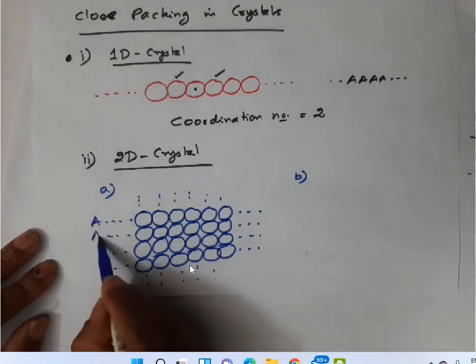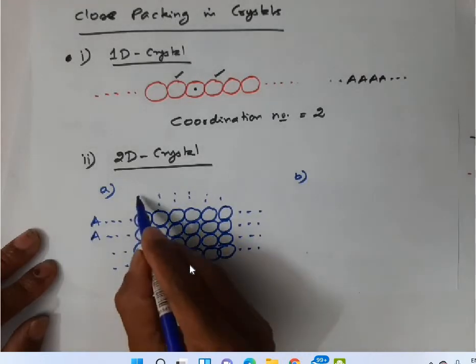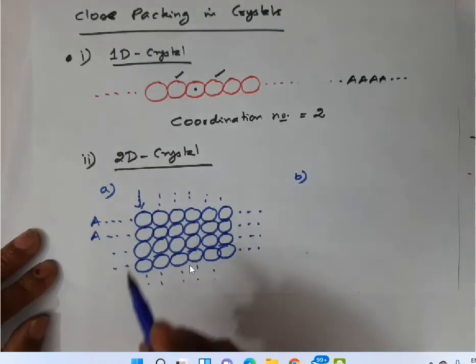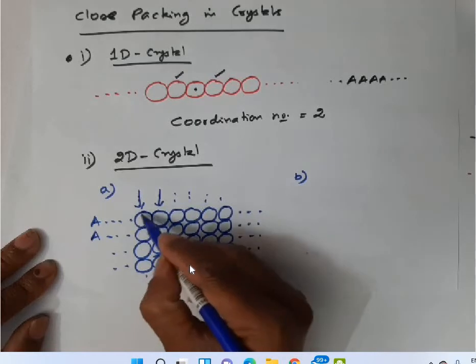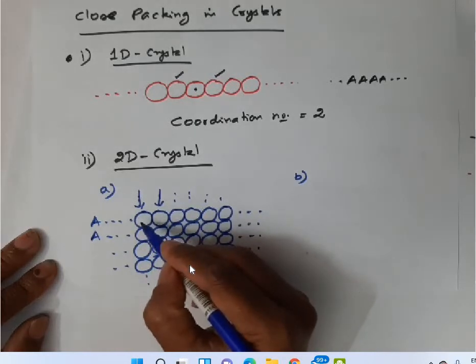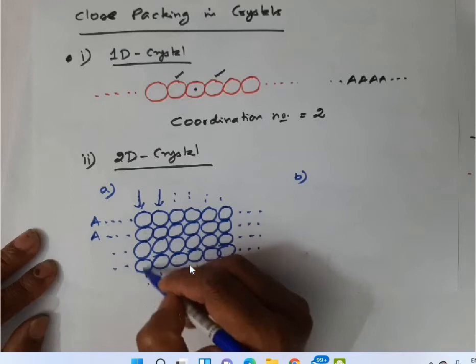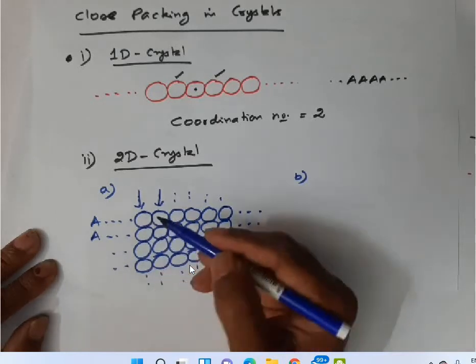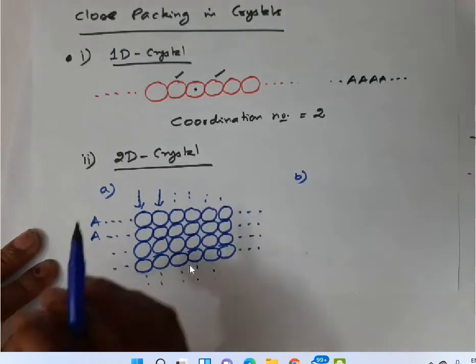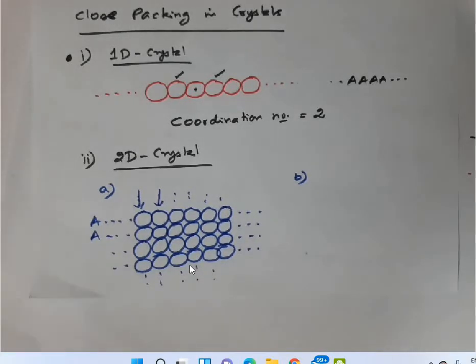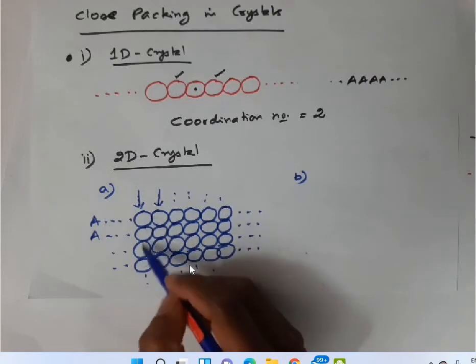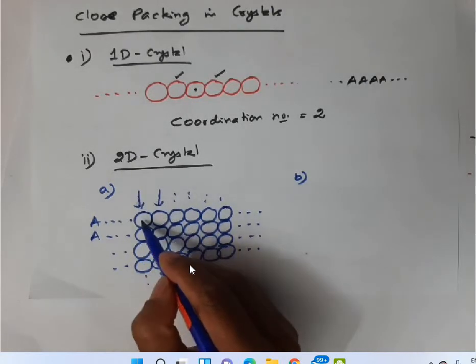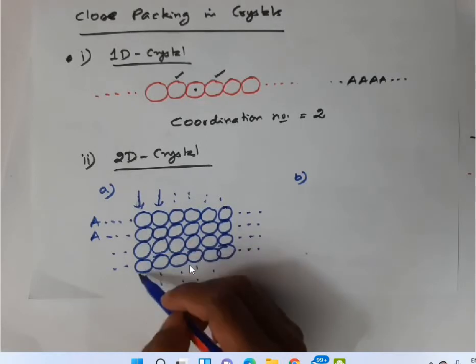Second row also A. Why am I saying A? Because, students, listen carefully: if you see from this direction, only the first atom is visible. You cannot see the remaining atoms. Why? Because the first atom exactly eclipses the remaining atoms; they coincide. The first atom and the second atom all coincide with one another. Therefore, if you see from this direction, only the first atom is visible to your eyes. The remaining atoms are not visible.